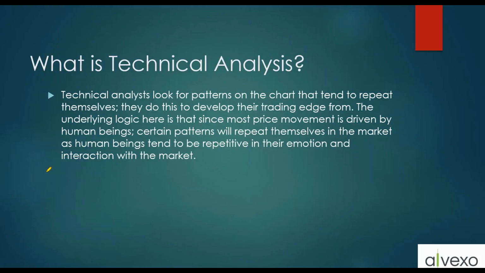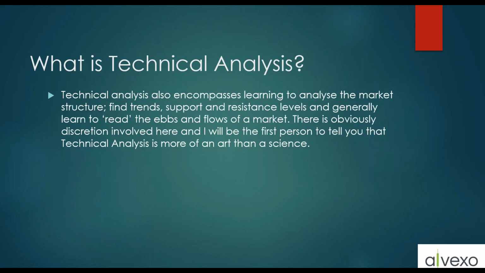So we've already seen that technical analysis isn't about these indicators and oscillators. They aren't about complex mathematical formulas. Technical analysis also encompasses learning to analyze the market structure, to find trends, support and resistance levels, and generally learn to read the ebbs and flows of a market. There's obviously discretion involved here. And I will be the first one to tell you that technical analysis is more of an art than a science.